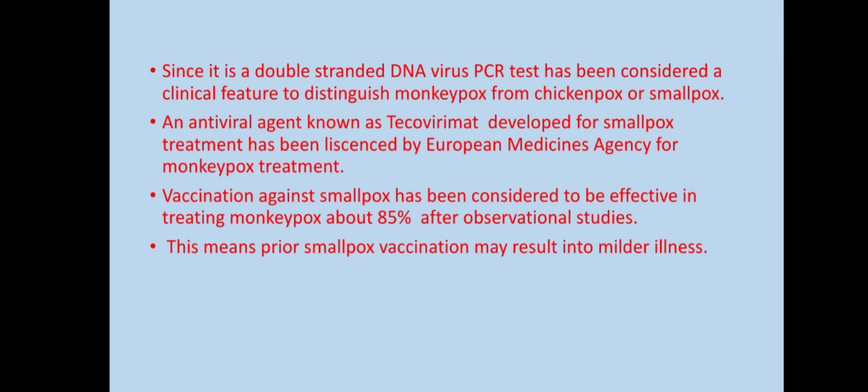Basically, this tecovirimat is a drug which was developed to cure smallpox, and several reports and scientists have suggested that the vaccine used against smallpox is effective up to 85% against monkeypox, which means a person who is vaccinated against smallpox has immunity of up to 85% to fight against monkeypox.